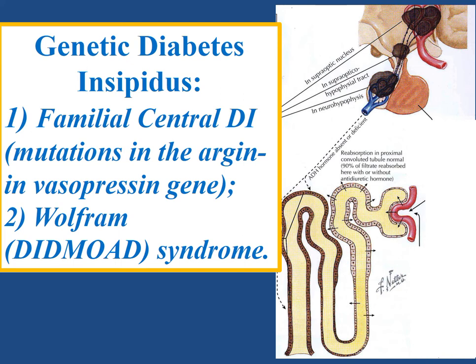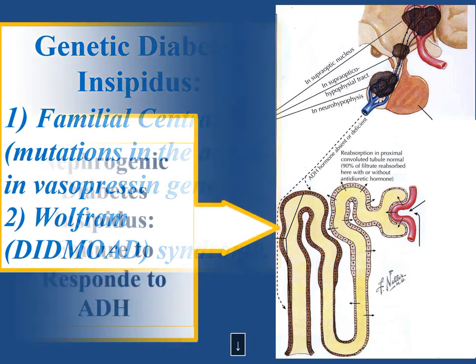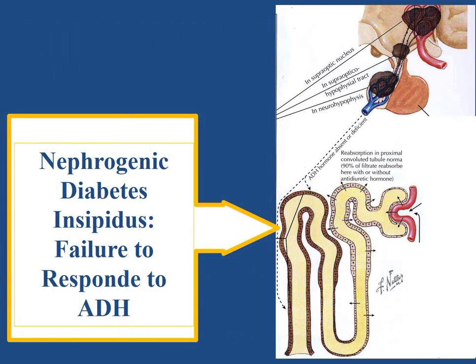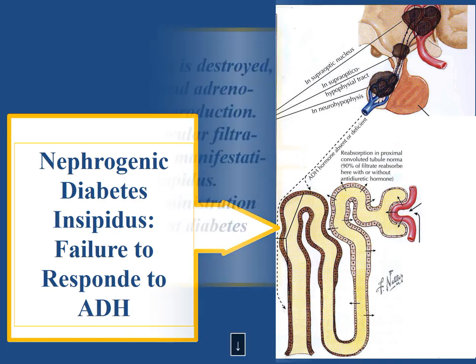Genetic diabetes insipidus may also develop, for example, in Wolfram syndrome. There are cases of nephrogenic diabetes insipidus, failure to respond to ADH. So, the renal tubules are resistant to the ADH action.